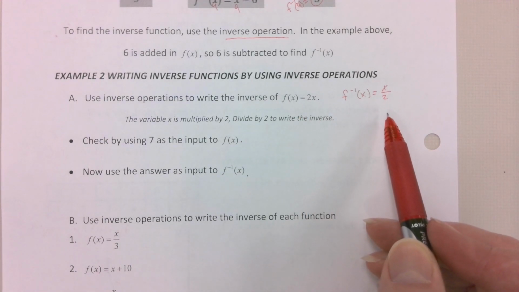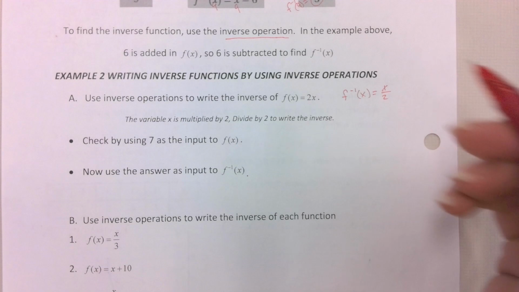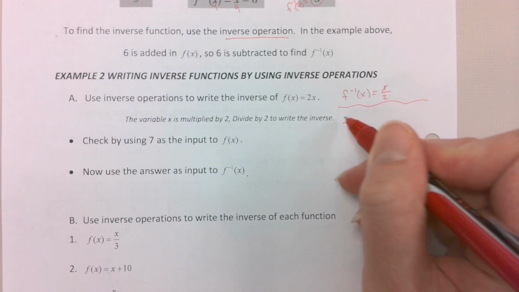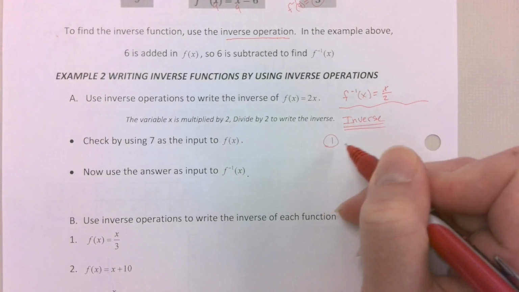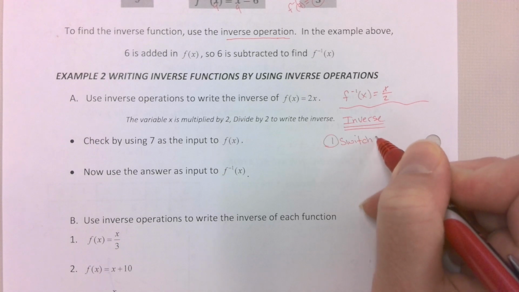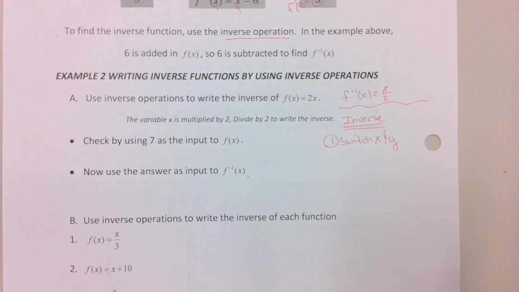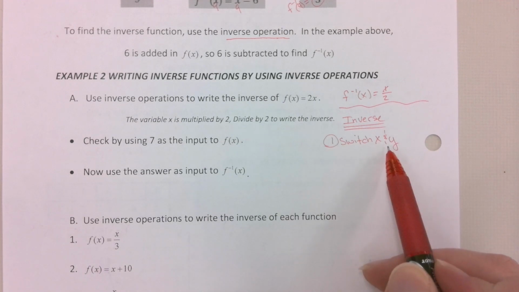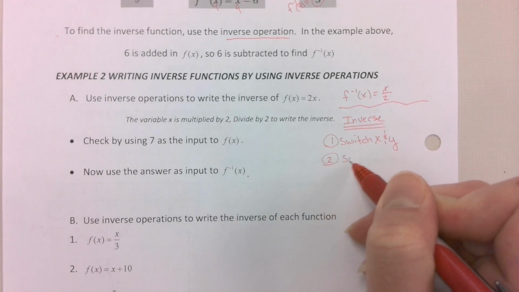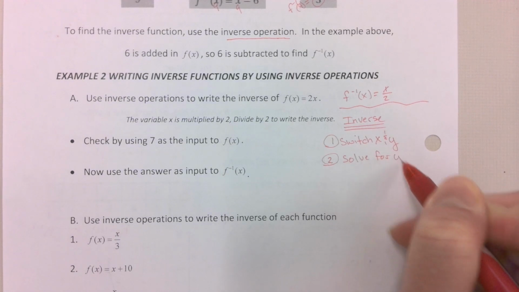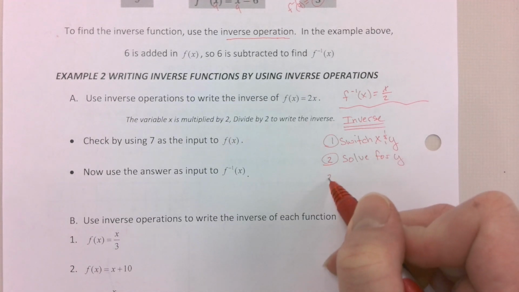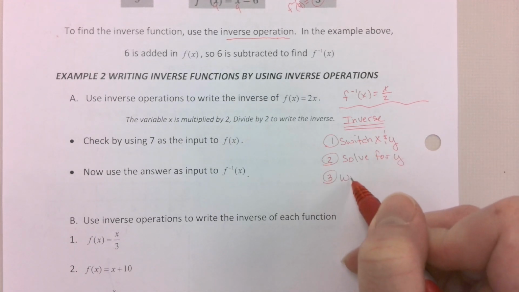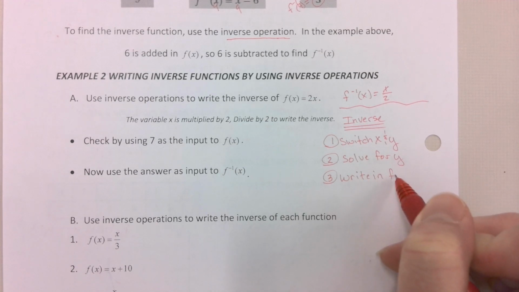Now I do have a problem with inverse operations because it doesn't always work and it sometimes leads us to the wrong answers. So I would prefer that to find an inverse, we follow 3 steps. First, we're going to switch x and y, just like we did by graphing. The second step is to solve for y. Once you switch x and y, you're always going to solve back for y. And the third step is to write it in function notation.